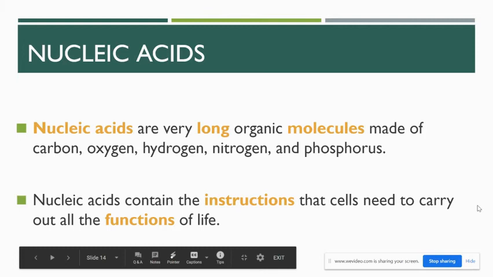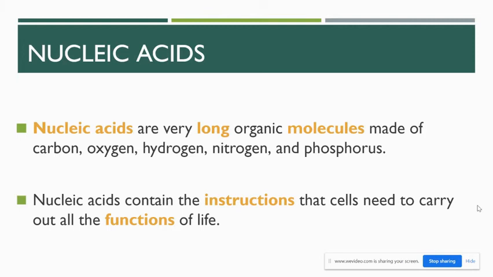The fourth type of necessary or important organic compound is a nucleic acid. And these are also very long organic molecules that are made up of carbon, oxygen, hydrogen. They include nitrogen like a protein does, but then they also include phosphorus. And so nucleic acids are what contain the instructions that cells need to carry out all the functions of life. They are where we get our genetic information.